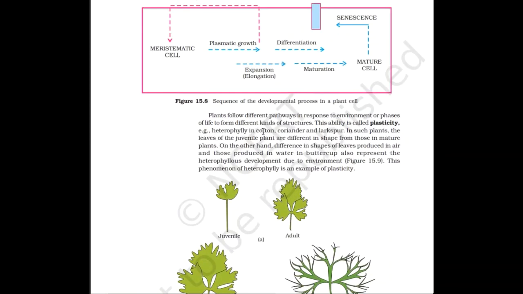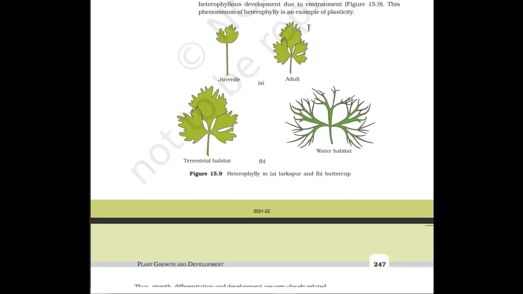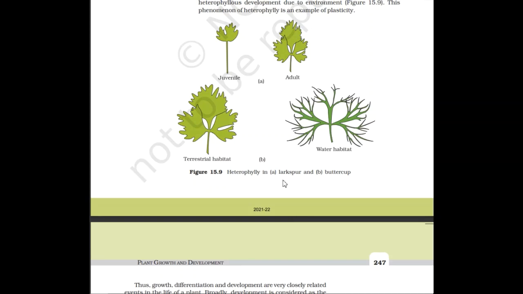Let us see the sequence of the developmental process in a plant. Here they have represented the meristematic cell, then plasmatic growth, differentiation, expansion, elongation, maturation, mature cell, senescence, death. Heterophylly in larkspur and buttercup is shown in the figure. This is the juvenile and adult, terrestrial habitat, water habitat. According to the environment, they have changed the shape of their leaves.